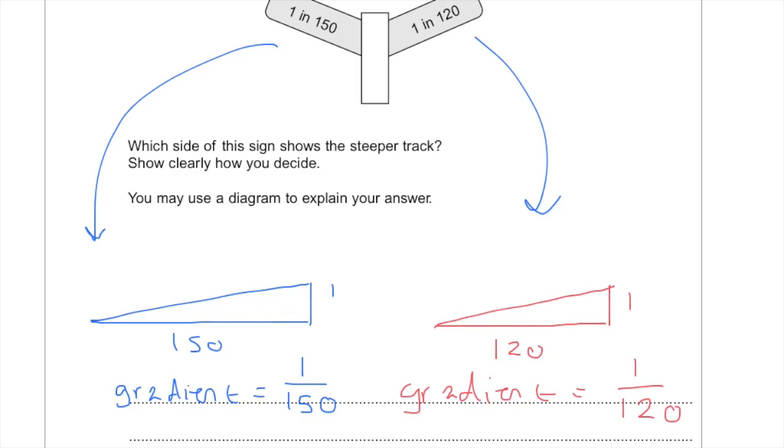Now, comparing these two gradients, a gradient of 1 over 150 is less than a gradient of 1 over 120. You're dividing by a bigger number, so the answer is going to be smaller, which means that the 1 in 120 side of the track is steeper.